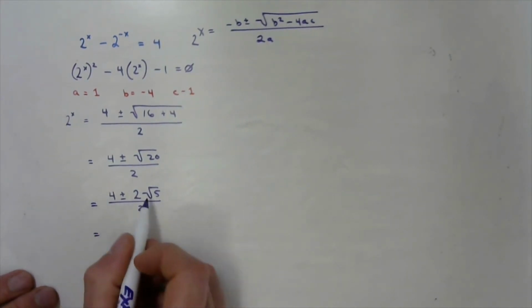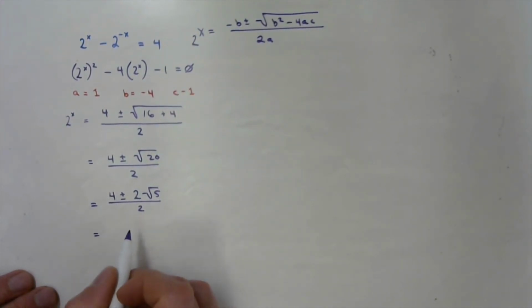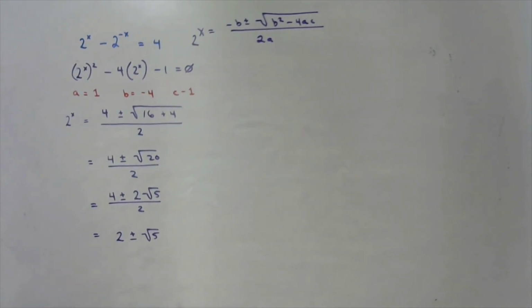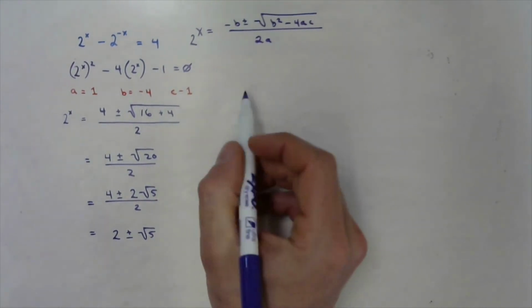Which means that both of our terms in the numerator are divisible by 2, so I can eliminate that. We've got 2 plus or minus radical 5. Okay?